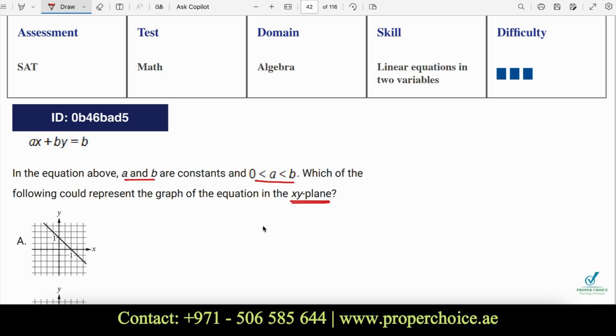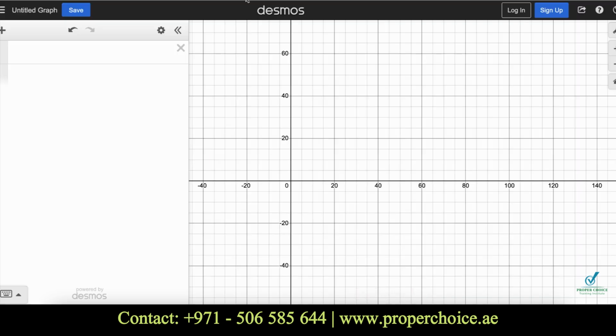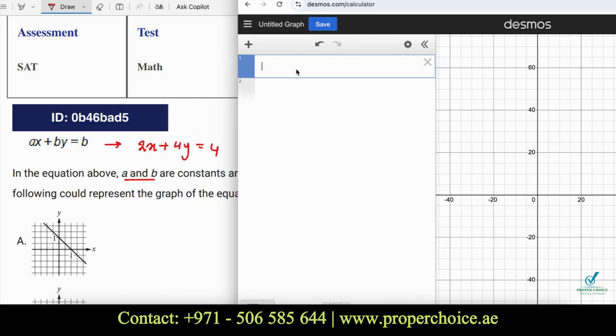Now as they said, a is greater than 0 and b is greater than a, so you can choose any number for a. Let's take for example a as 2 and b as 4, or you can also take 3, 4, whatever, because I'm just replacing it in this equation, so 2x plus 4y equals 4, and predicting which graph shows the similar options given. I just need to type it here as 2x plus 4y is equal to 4.